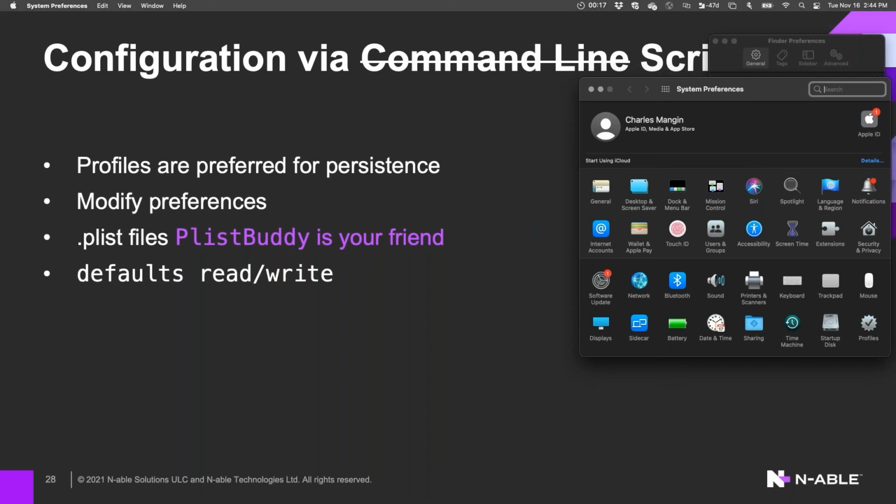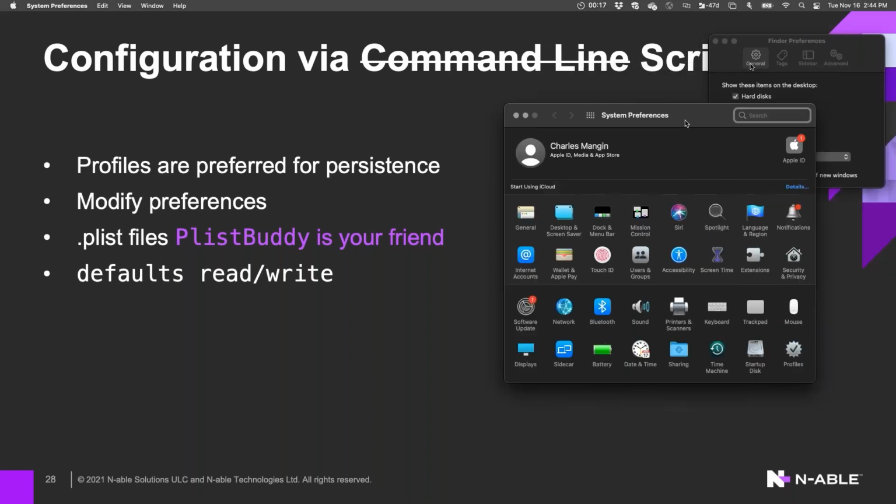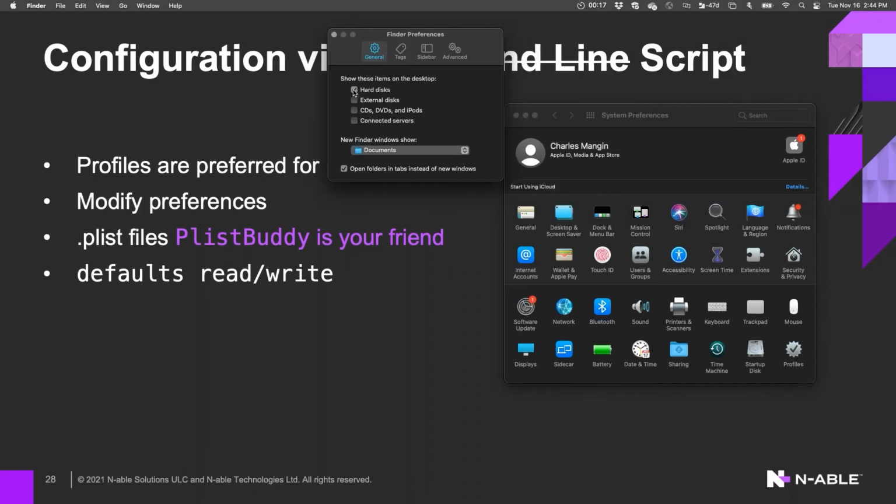So a preference, like the Finder preferences for showing certain items on the desktop, exists in a plist file or property list. Property list files are just XML files. They have key and value pairs generally, like an XML file would. The schema itself is fairly obtuse, and a lot of those files end up being compressed or encrypted in some way, or just obfuscated. So your best friend in managing them is an application called PlistBuddy.